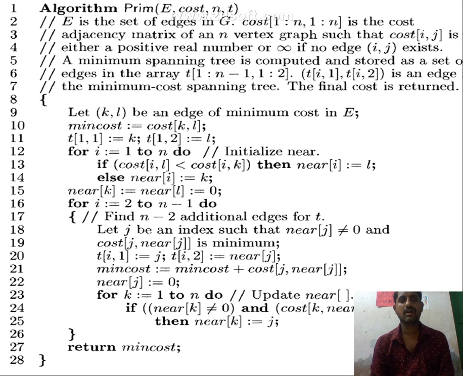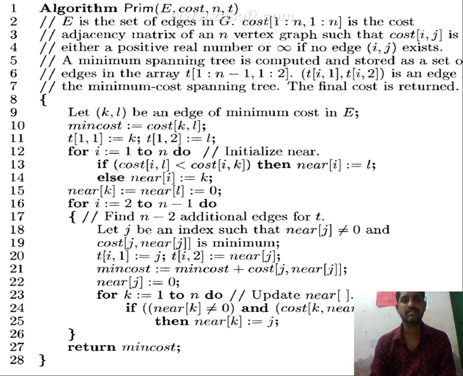First we go from the algorithm. There is Prim's algorithm, Prim of E, cost and n, T. Here, E is a set of edges in the graph. Cost 1 to n, 1 to n is the cost adjacency matrix of an n vertex graph such that cost of i comma j is either a positive real number or infinity if no edge exists from i to j.